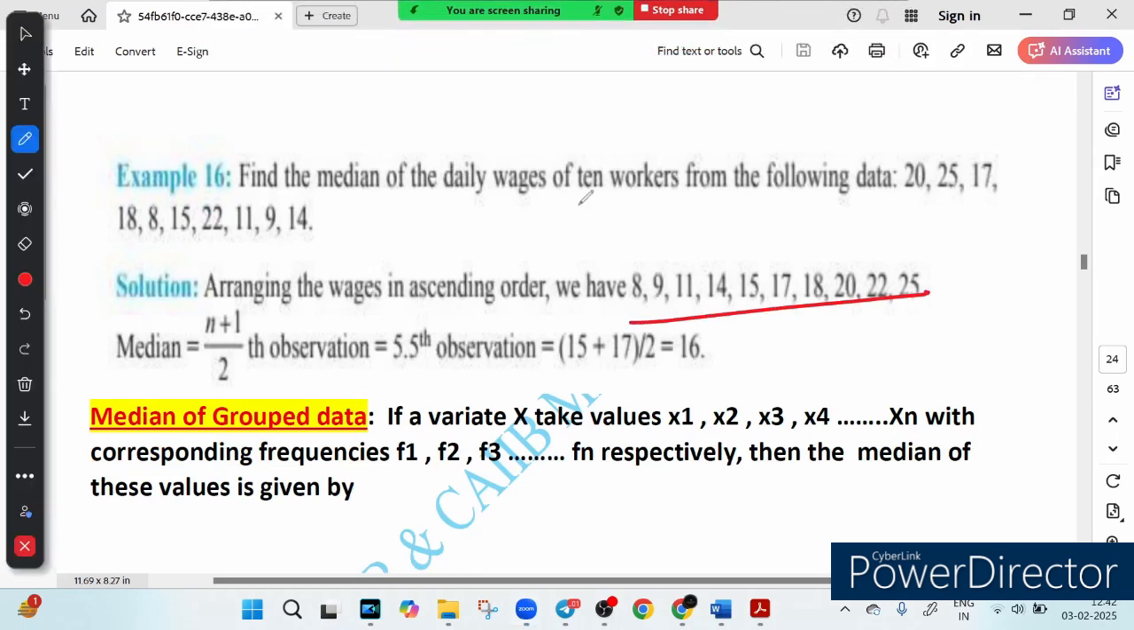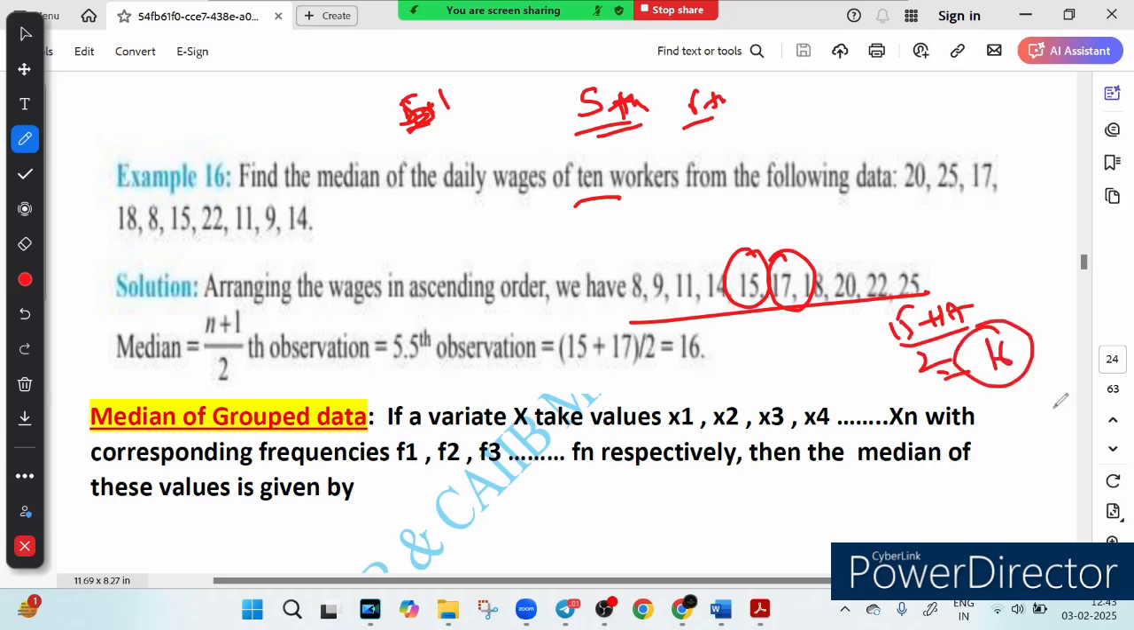So n is 10. So n by 2 is 5, and (n plus 1) by 2 is 6th. So you have to take the mean of the 5th and 6th observations. What is the 5th observation? You can see it is 15. And what is the 6th observation? You can see it is 17. So 15 plus 17 divided by 2 will give you how much? 16. So the median will be 16.